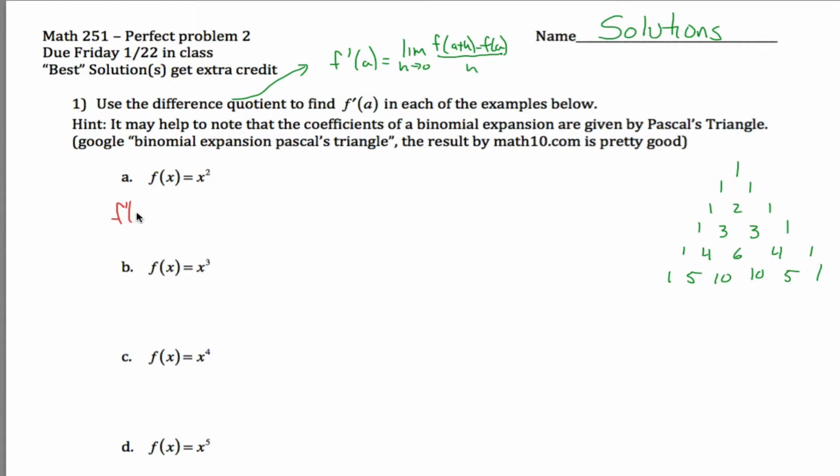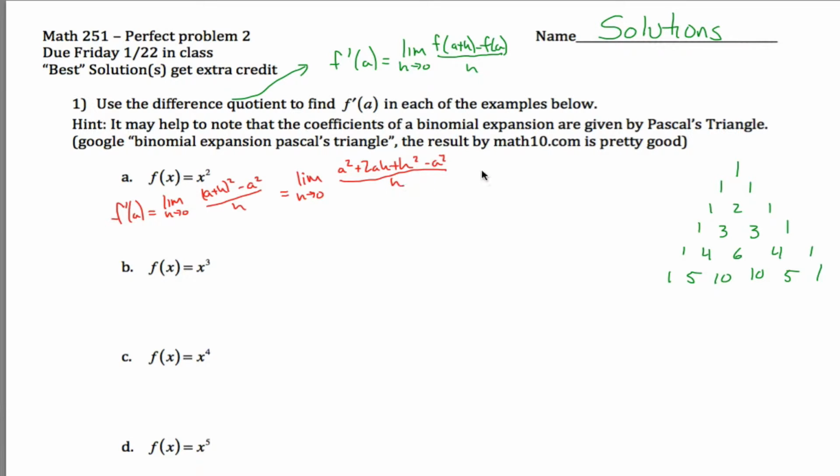Well, f prime of a would be equal to the limit as h approaches 0 of f of a plus h, so a plus h squared, minus f of a, so a squared, divided by h. And so that is the limit as h approaches 0 of a plus h squared, which is a squared plus 2ah plus h squared. And you can get that either by FOILing things out or by looking here. The coefficients here, the 1, 2, 1, is given in this row of Pascal's triangle. So, do those however you want to do.